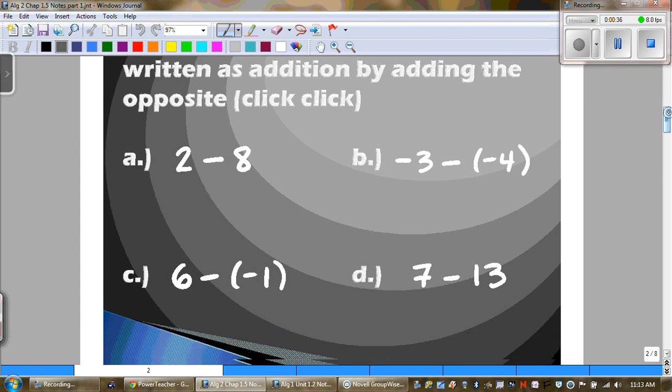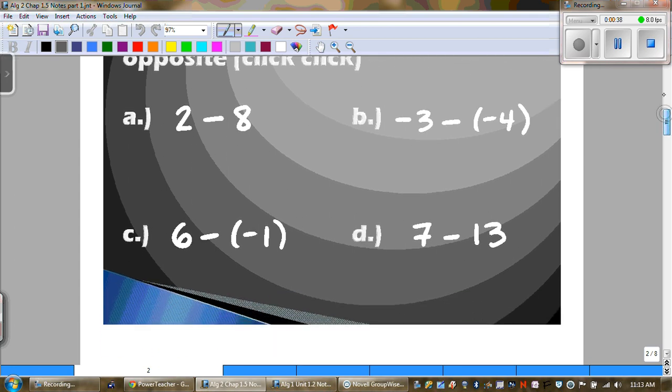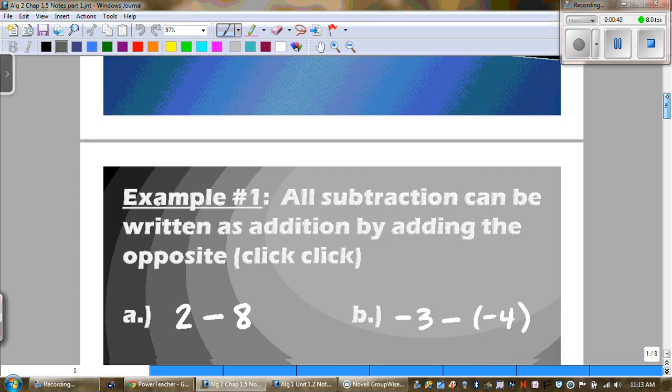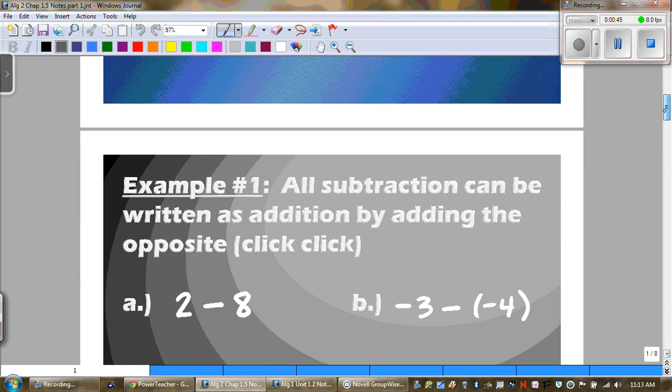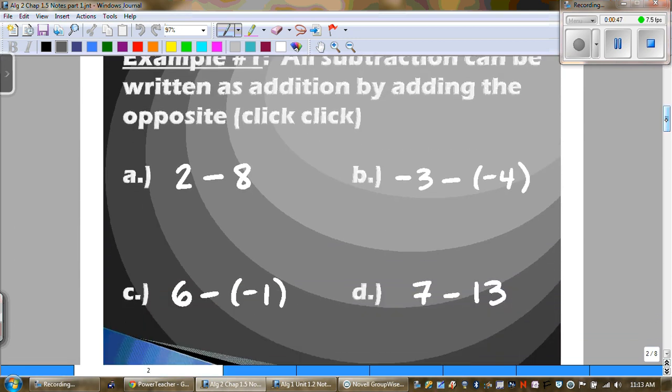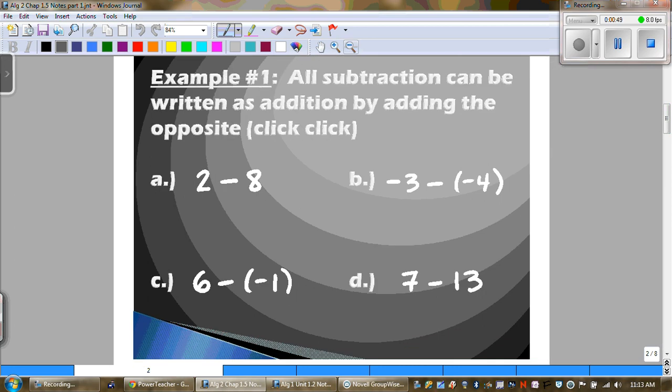So the first thing that we're talking about is, if I can get to, oh my gosh, my pen is just going bonkers right now. So example number 1, we're talking about all subtraction can be written as addition by adding the opposite.